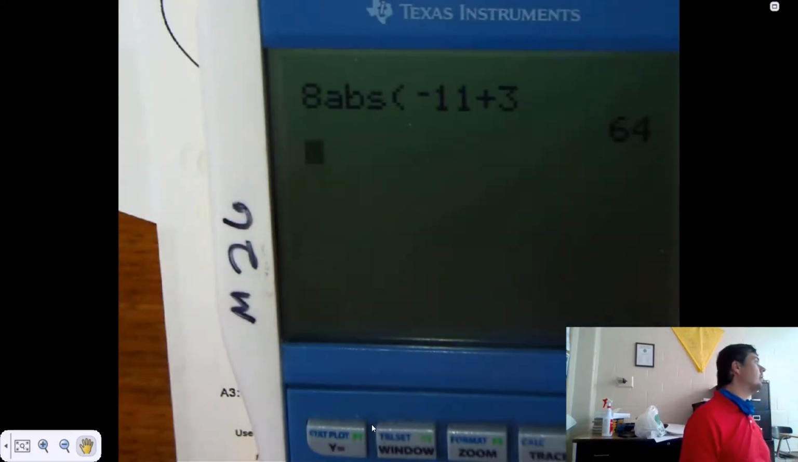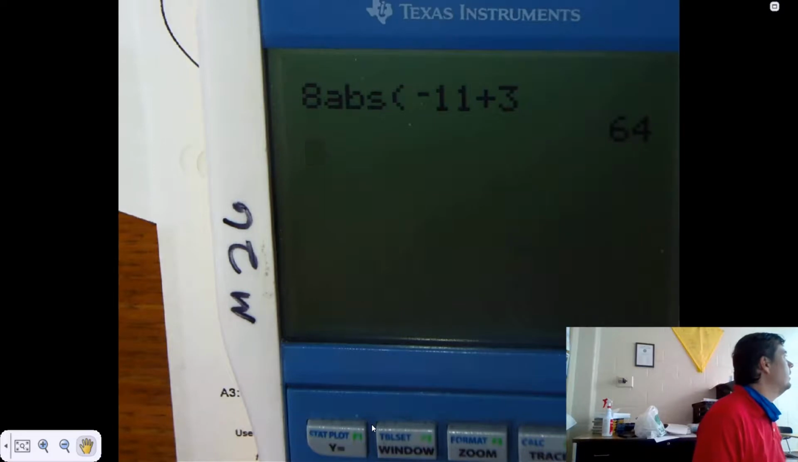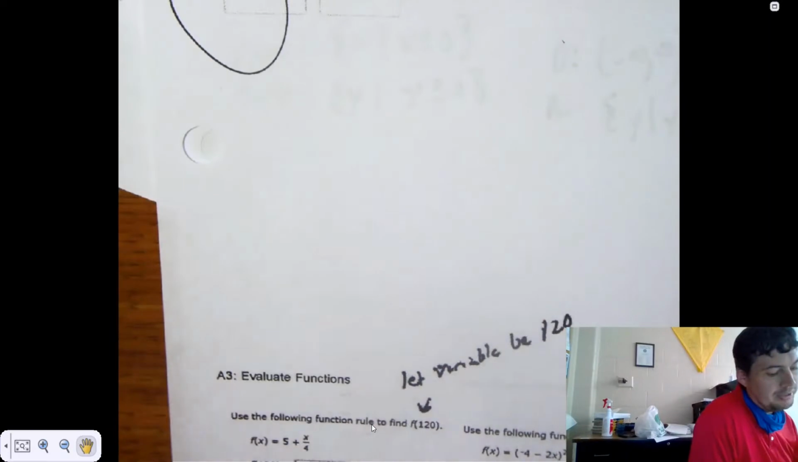64. You've got to use a calculator. Your calculator can do it. I mean, just Google it. Like, type in TI-84 absolute value, and guess what you'll find? How to use absolute value on a TI-84. There isn't much these things won't do.